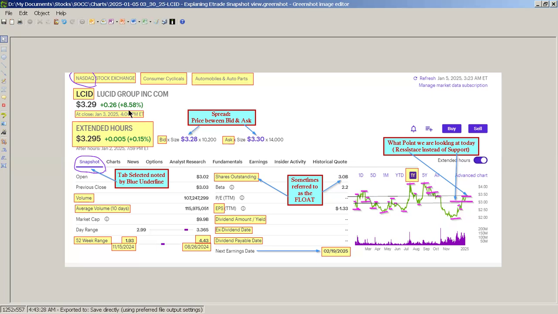Meaning, this stock is not going up $1 in one day because it's got 3 billion shares out. If that number was low, that stock could go up 50% or down 50% in one day by one person going in and putting a huge order. And I'm going to show you again.